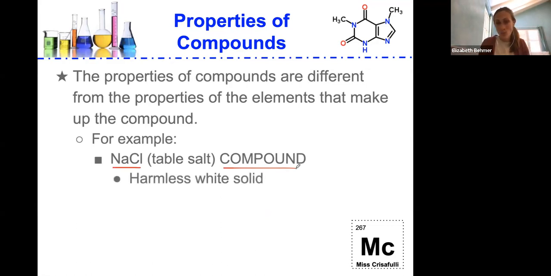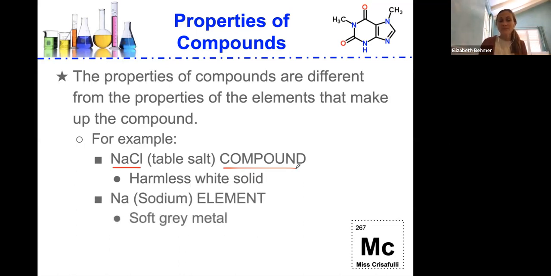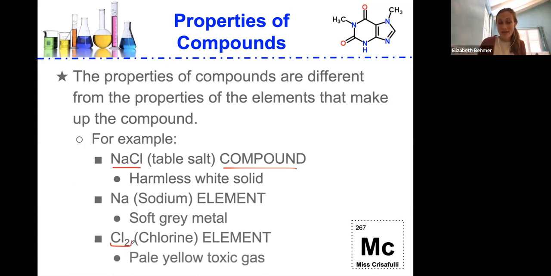It's a harmless white solid that many of you have probably eaten 10 or 12 times today. But if we break it down to its individual elements, like sodium, which is the element, it's a soft gray metal by itself. And chlorine, which is a diatomic element, is another element, and that's a pale yellow, very toxic gas.